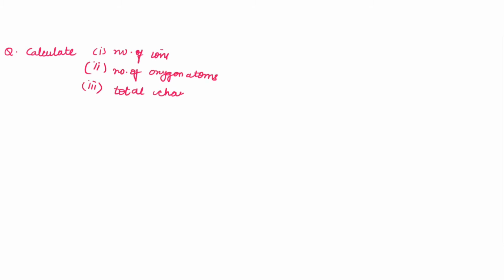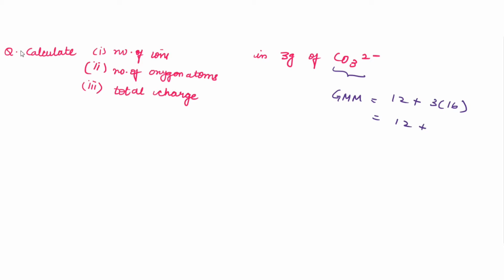The question says: calculate the number of ions, the number of oxygen atoms, and the total charge in 3 grams of CO3 2 minus, that is carbonate ion. So what is the gram molecular mass of carbonate ion? CO3. So 12 for carbon, 1 carbon, plus 3 into 16, which is the atomic mass of oxygen. So 12 plus 48 gives us 60 grams, which is the gram molecular mass of carbonate ion.